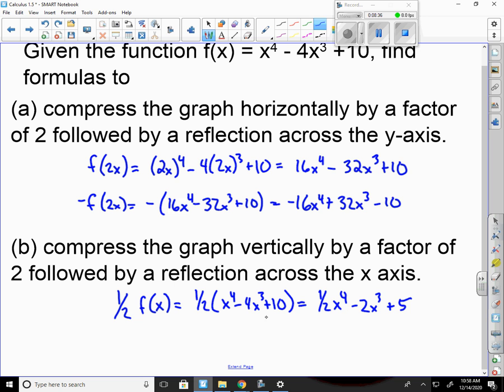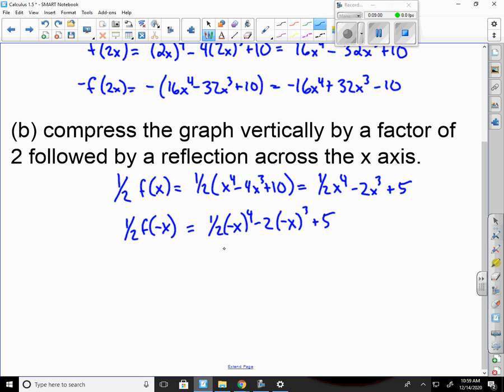Then it says a reflection across the x-axis, which means I'm going to make my x negative. So 1/2 f of negative x, which means everywhere I see an x, I make it a negative x. So it's 1/2 times negative x to the fourth minus 2 times negative x to the third plus 5. Negative x to the fourth becomes a positive x. I can get rid of my parentheses, just make that x to the fourth.